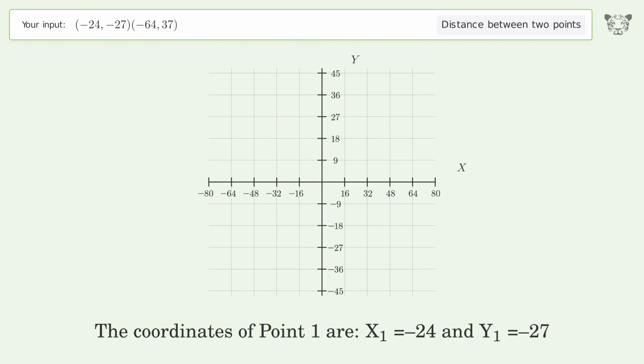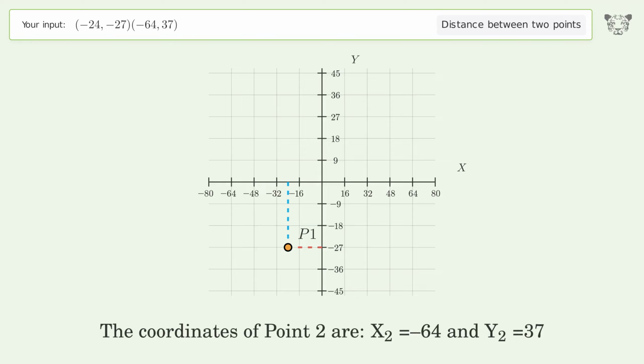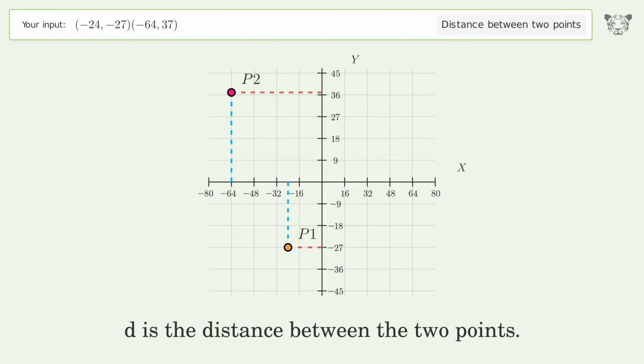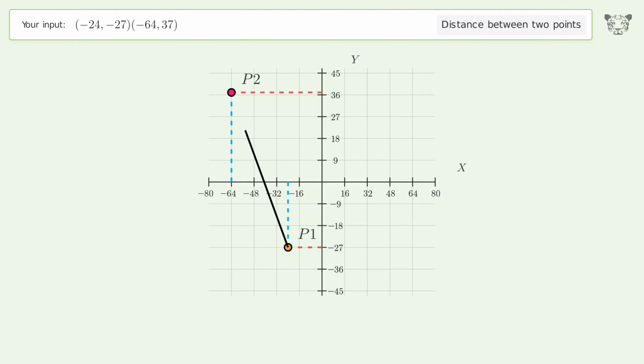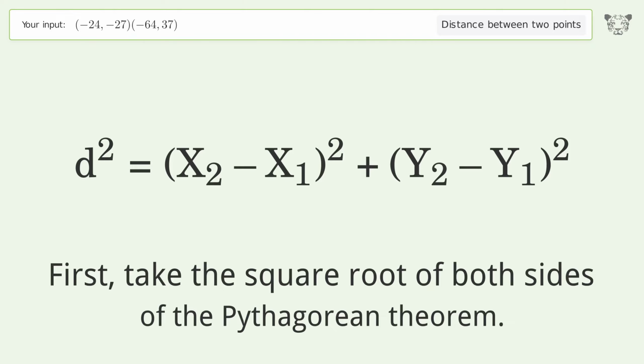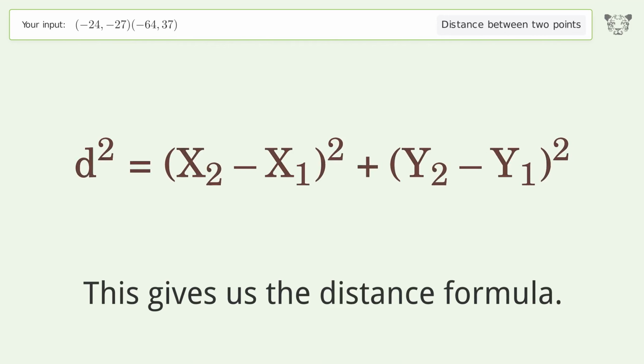The coordinates of point 1 are x1 equals -24 and y1 equals -27. The coordinates of point 2 are x2 equals -64 and y2 equals 37. D is the distance between the 2 points. First, take the square root of both sides of the Pythagorean theorem. This gives us the distance formula.